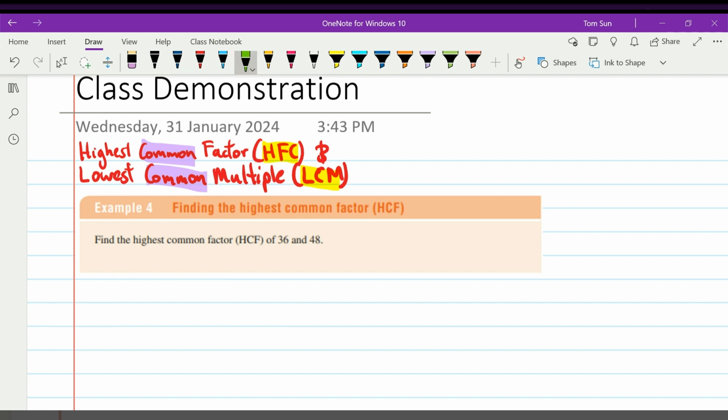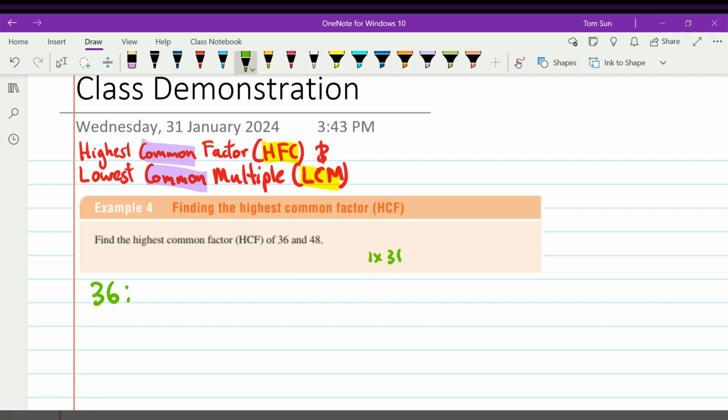So I'll give you an example by doing this first example of finding the highest common factor of 36 and 48. Your goal is to first find the factors of these two numbers. That's all you have to do, what we did last lesson. So for 36, we're going to look for all the factors of 36. Once again, like last lesson, we're going to think of all the ways we can multiply to get 36.